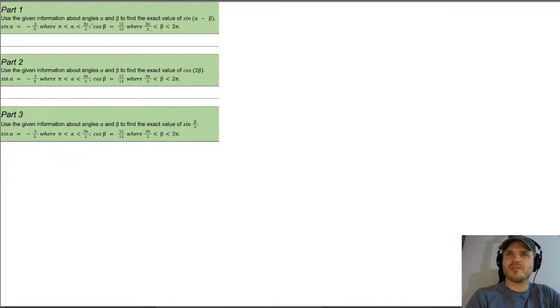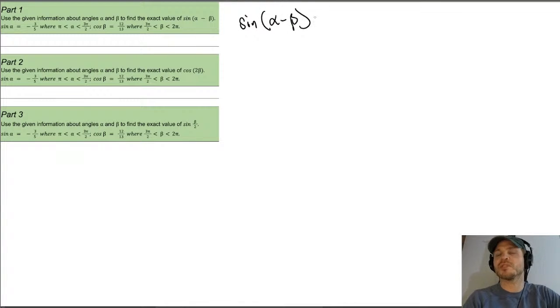Use the given information about angles alpha and beta to find the exact value of sine alpha minus beta. Alright, cool. So let's go with the identity. So this is sine alpha minus beta. What is this? So it's like sine alpha cosine beta minus cosine alpha sine beta.